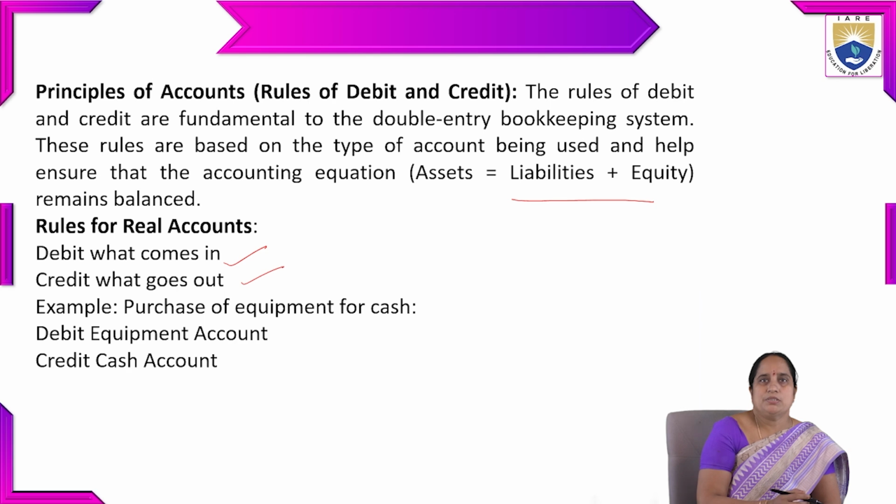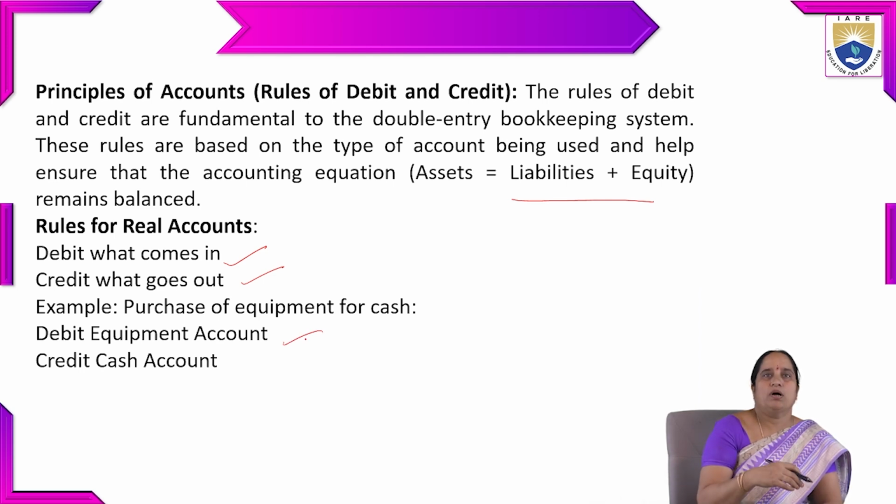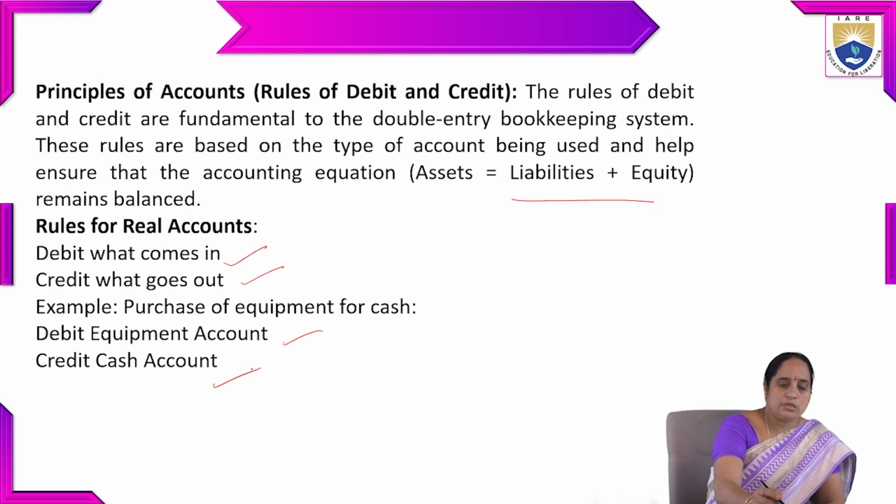Example, purchase of equipment for cash. As equipment is an asset that comes into the organization, that is the reason we debit the equipment account, and credit means what goes out. In return, as you have purchased the equipment by cash, cash goes out. So credit cash account.